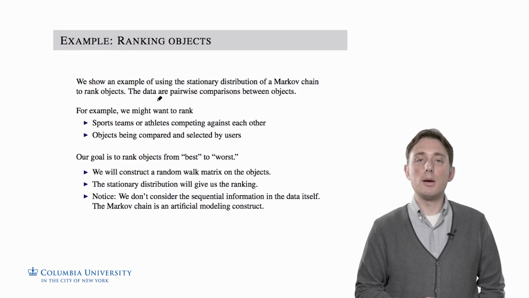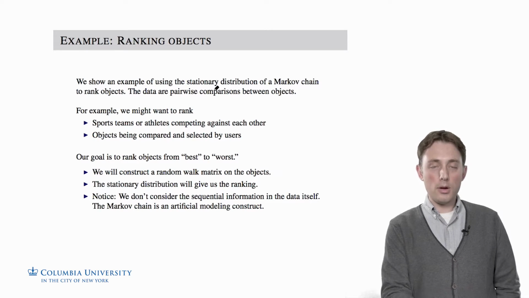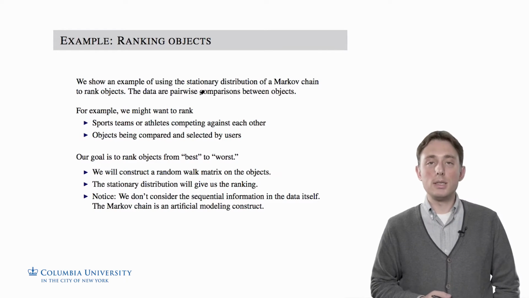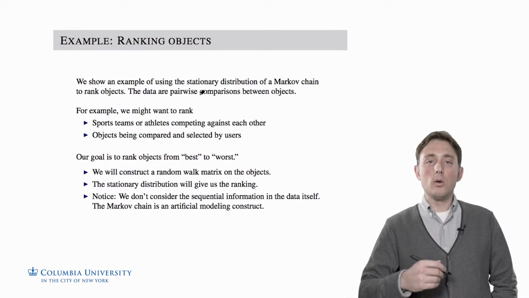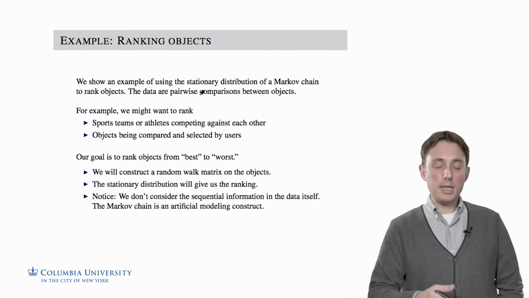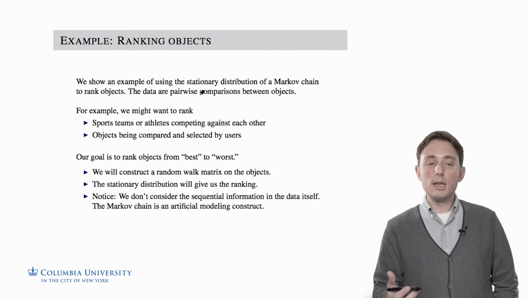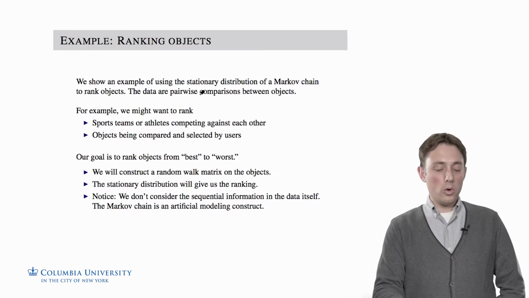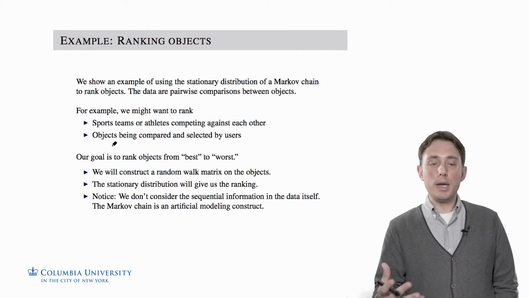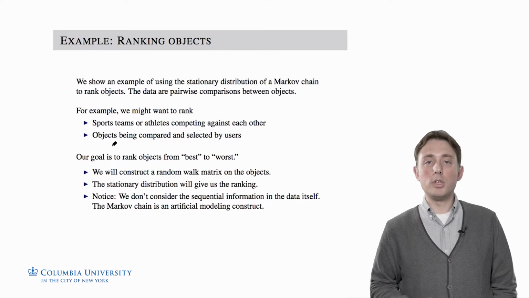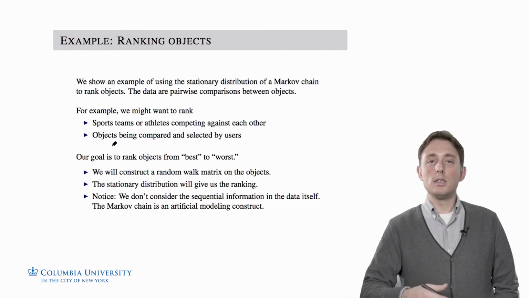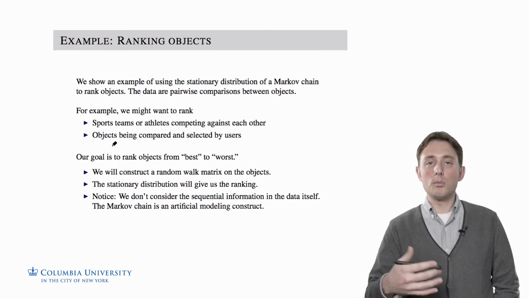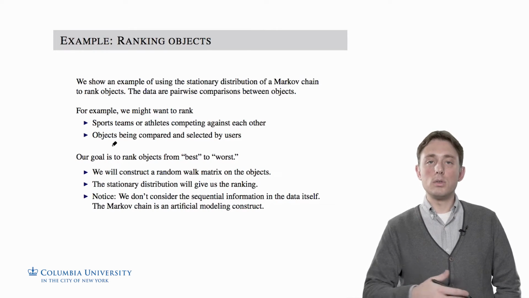The specific data that we're going to consider for this type of a model consists of pairwise comparisons. So imagine we have S objects or S teams or S athletes that are competing against each other. Or we could have S objects being compared where users are selecting their preference between two different objects. Our goal now is to rank the objects or rank the teams or the players from best to worst using a Markov chain.